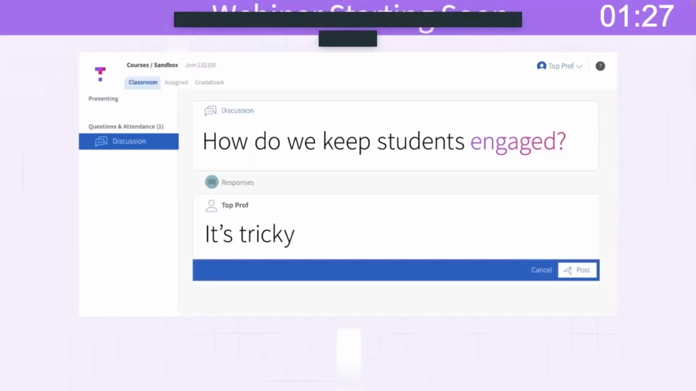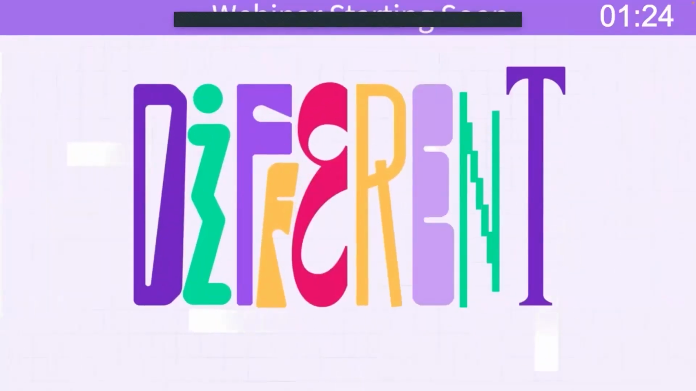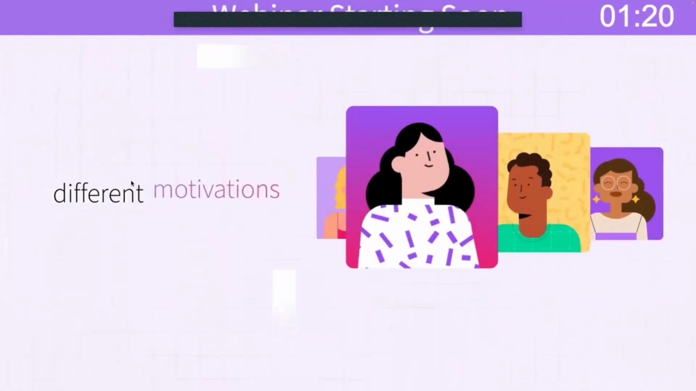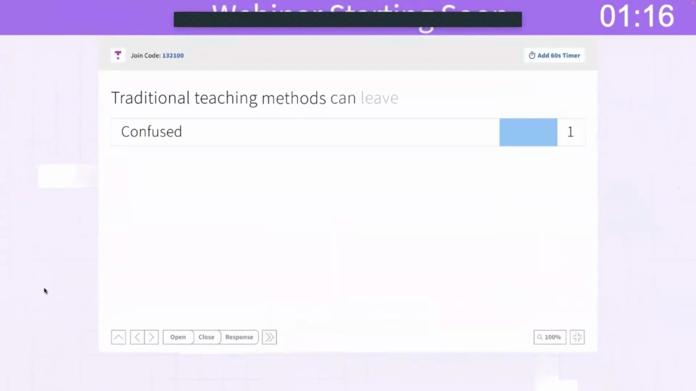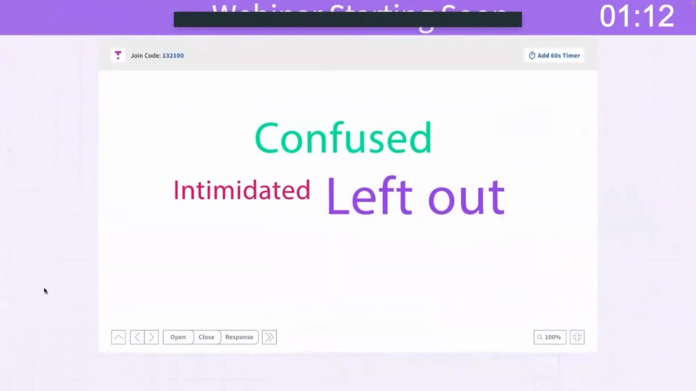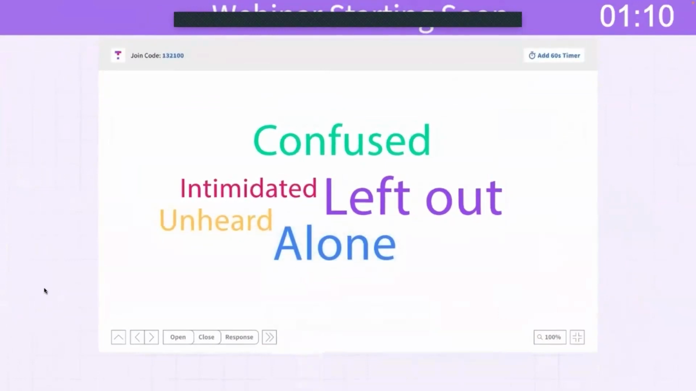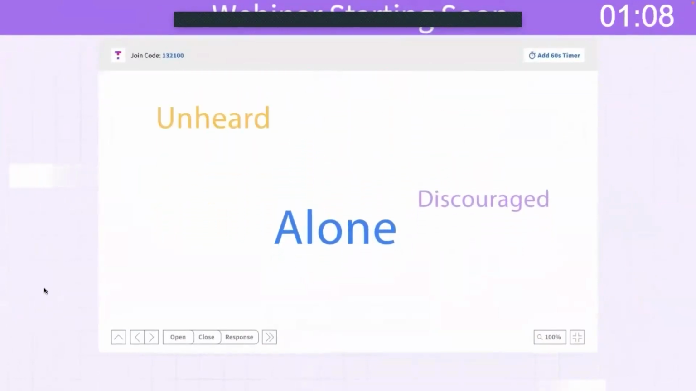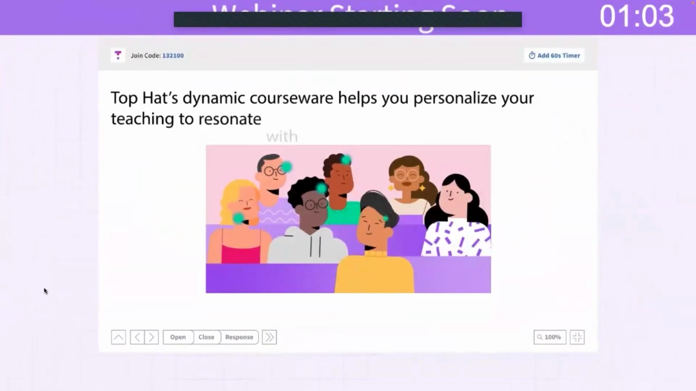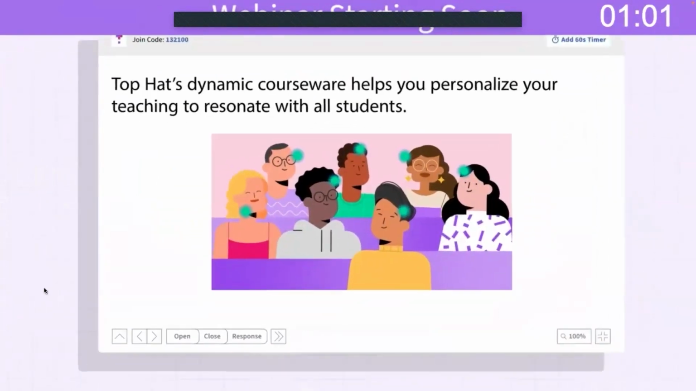It's tricky because every student is different. Different backgrounds, different experiences, and different levels of motivation. Traditional teaching methods can leave them feeling confused, intimidated, left out, unheard, alone, discouraged. Top Hat's dynamic courseware helps you personalize your teaching to resonate with all students.